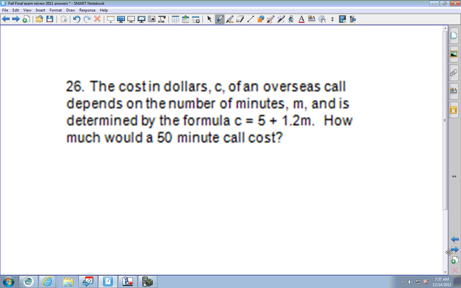Next, the cost in dollars C of an overseas call depends on the number of minutes M and is determined by the formula. Okay, remember, y depends on x.